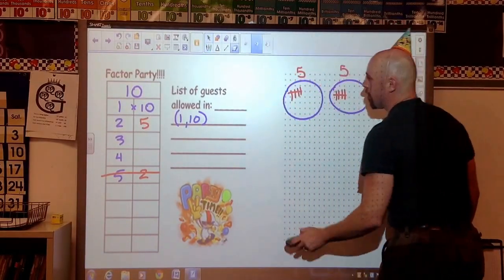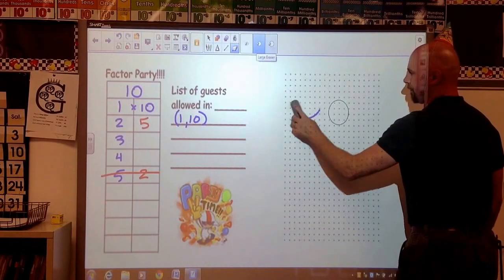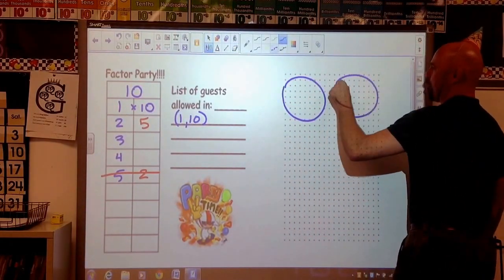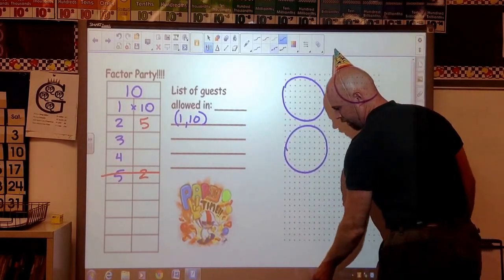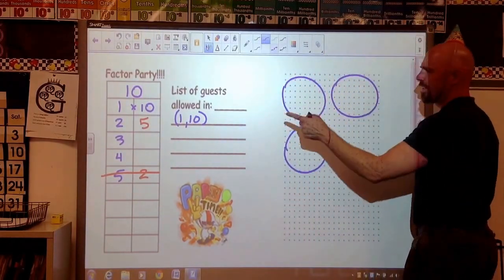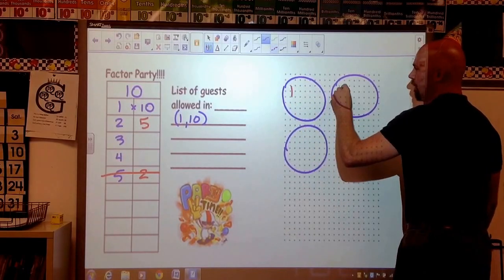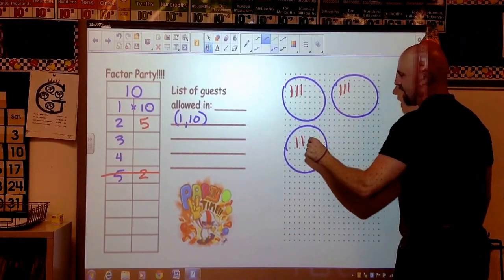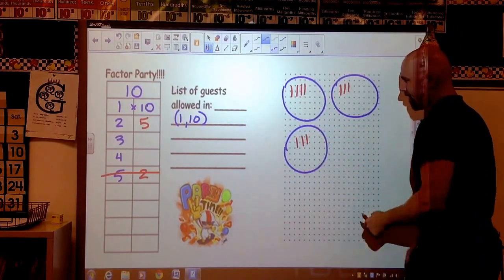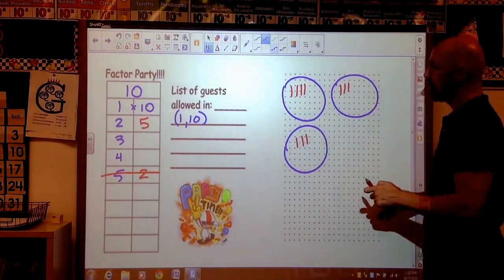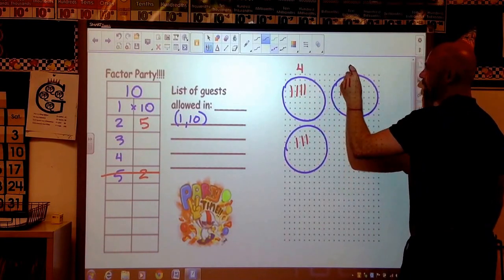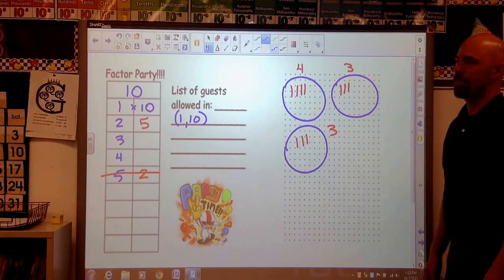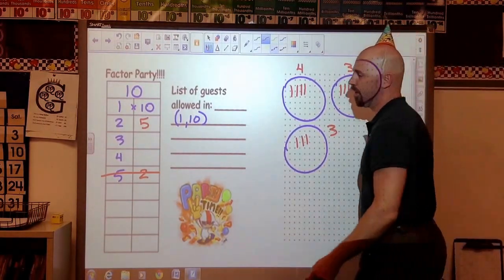All right, let me try 3. 3 bubbles. 1, 2, 3. All right, I gotta get 10 tally marks. Let's fit them in here. 1, 2, 3, 4, 5, 6, 7, 8, 9, 10. It's got to be the same amount of tally marks in each bubble. This guy's got 4. This guy's got 3. This guy's got 3. Sorry, 3. You're not going. But that's okay. You went to the 12th party.